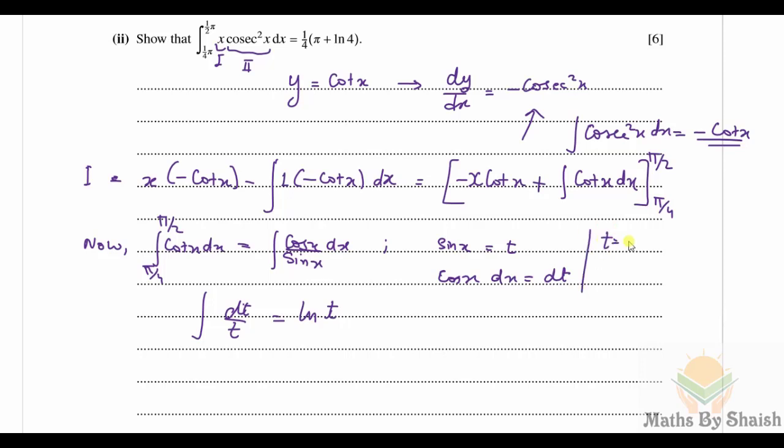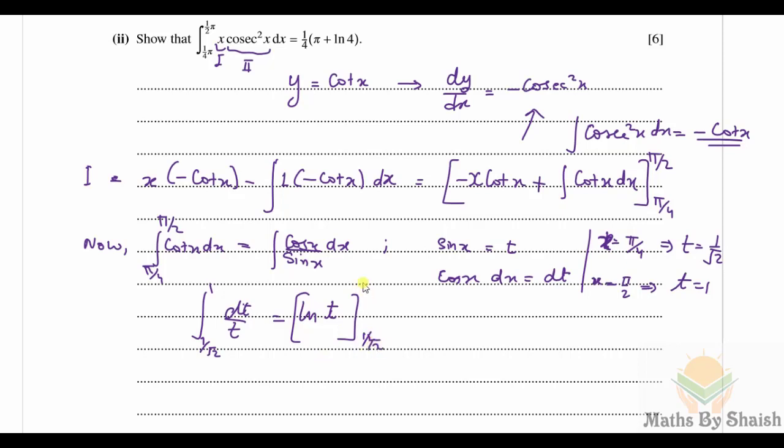When t is equal to pi by 4, x is equal to pi by 4, then sin x will be 1 by root 2, so t is going to be 1 by root 2. And when x is equal to pi by 2, that is 90, then t becomes 1. So it is going to be from 1 by root 2 to 1, and we'll put the limits here, and finally we'll write the answer directly from there.